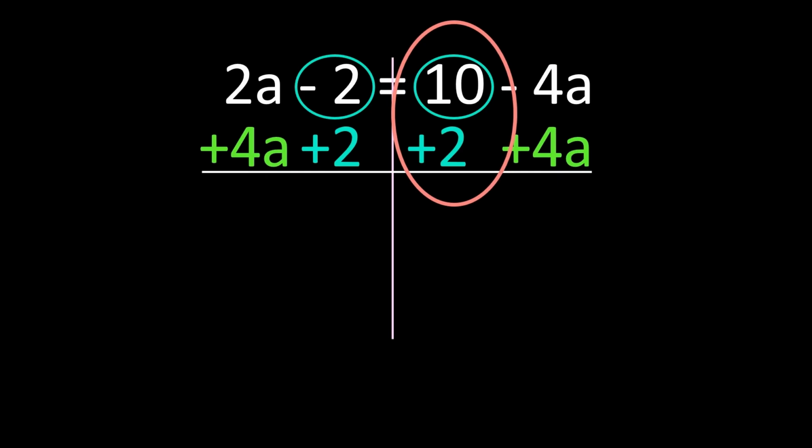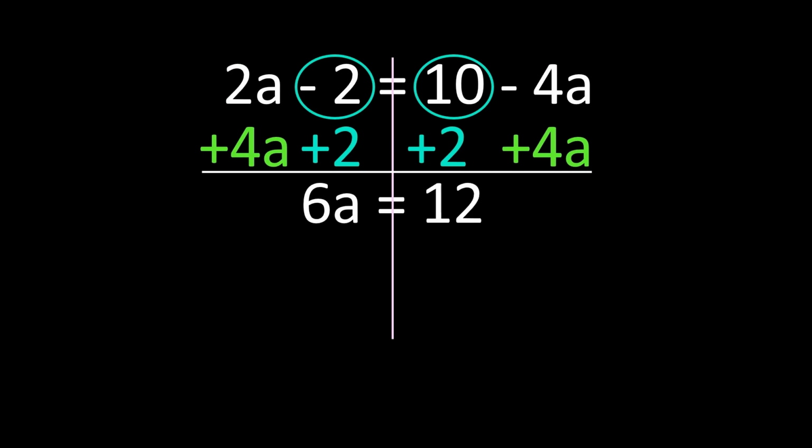So if I start on the left-hand side, I have 2a plus 4a is 6a. I have negative 2 plus 2 is 0. And I'm not going to show that 0, so on the left-hand side, I'll just have the 6a. Then on the right, I have 10 plus 2 is 12. And I have negative 4a plus 4a is 0a. And 0a means I don't have a variable on that side anymore, so now I have 6a equals 12.